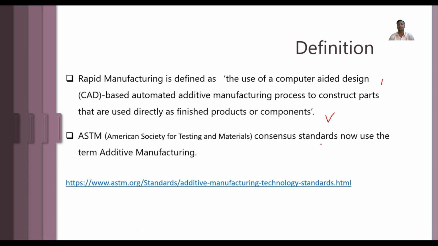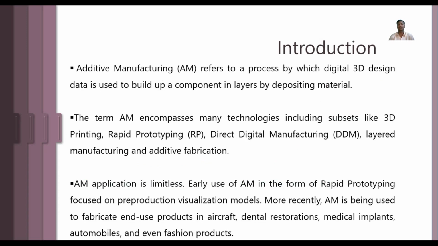According to ASTM, we now use the term additive manufacturing. AM is a process in which digital 3D design data is used to build a component in layers by depositing material. The term AM represents many technologies, including 3D printing, rapid prototyping, direct digital manufacturing, layered manufacturing, and additive fabrication.